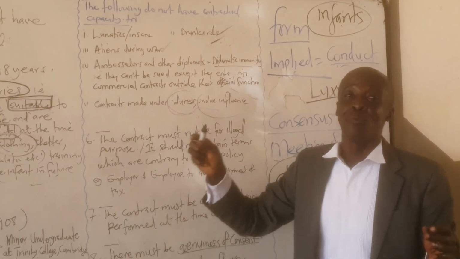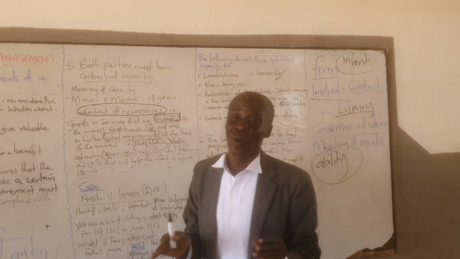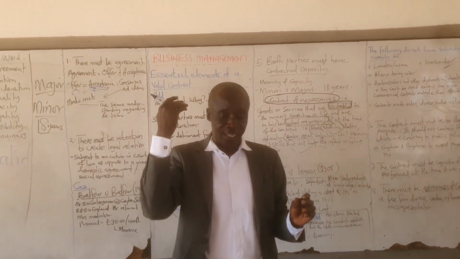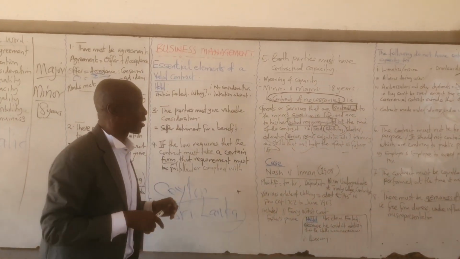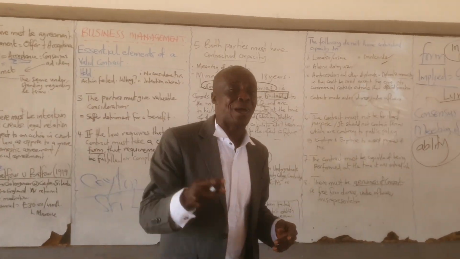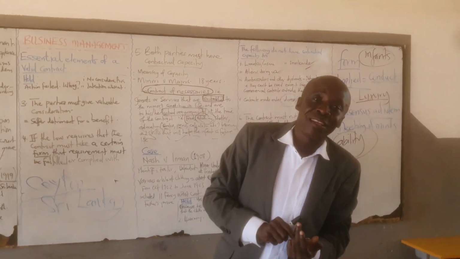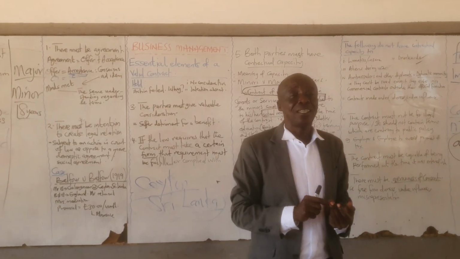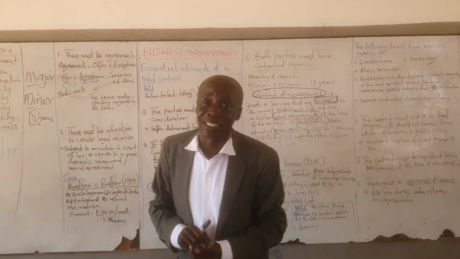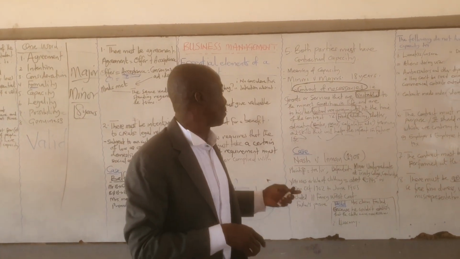Some of these things will make the contract void. Others will make it voidable. When it is voidable, it means it is valid, but you have the option to rescind. So that is for contractual capacity. You see, we have talked a lot about contractual capacity. Note that we have talked about the meaning of capacity. We have talked about people who do not have contractual capacity. We have talked about necessaries and so on and so forth.